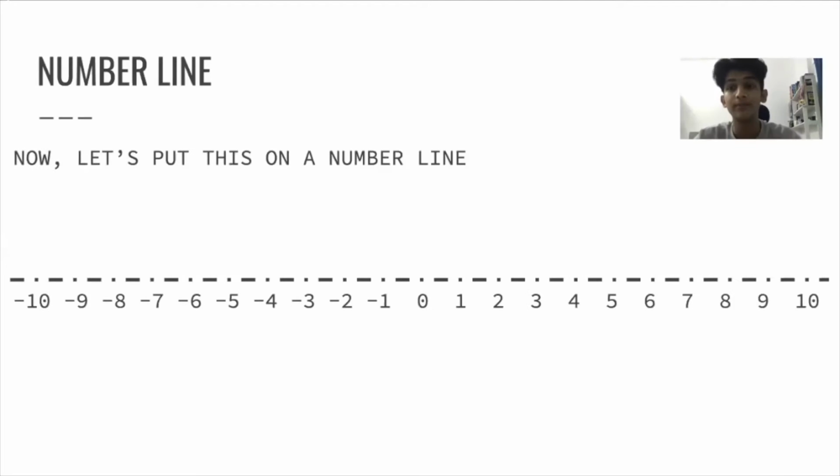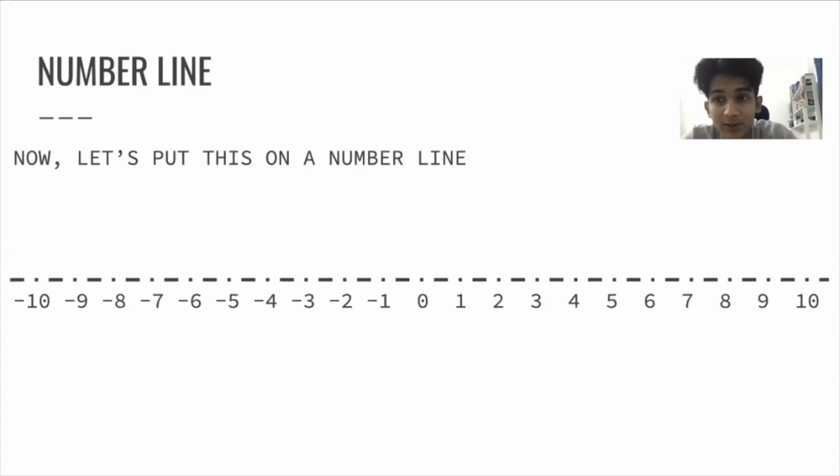To make it simpler, let's put all these numbers on a number line. Putting numbers on a number line is the easiest way for you to compare integers. Here you can see on the right side of zero, we have the positive numbers, that's 1, 2, 3, 4, 5, 6, 7, 8, 9, and 10. And on the left side of zero, we have the negative numbers, that are -1, -2, -3, -4, -5, -6, -7, -8, -9, -10, and so on.